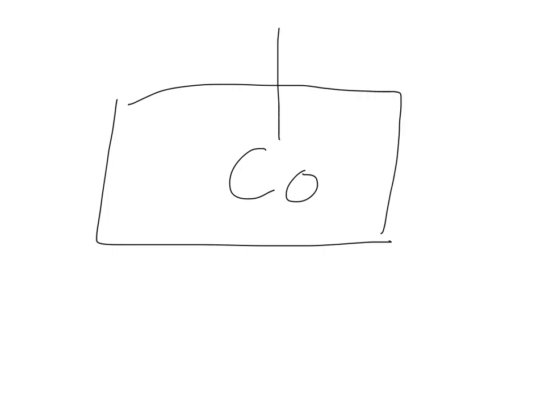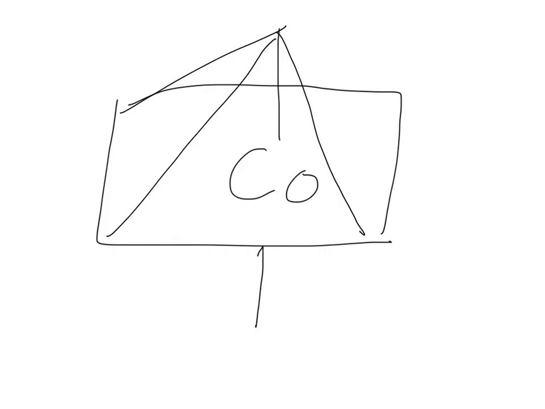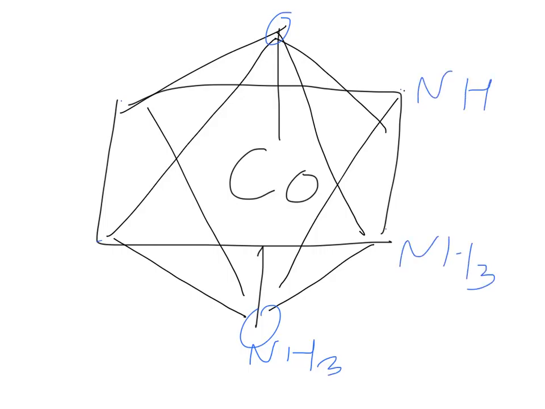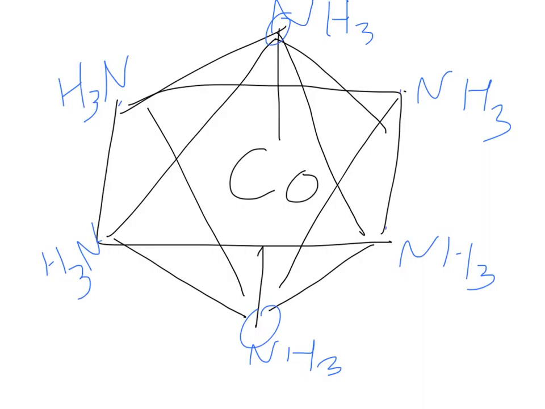Let's just use hexaamine cobalt 3 as an example, because it's easy. At these 6 tips, they all bond to NH3. And as you can see from here, it is octahedral.